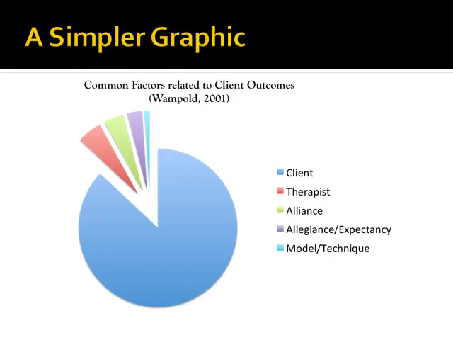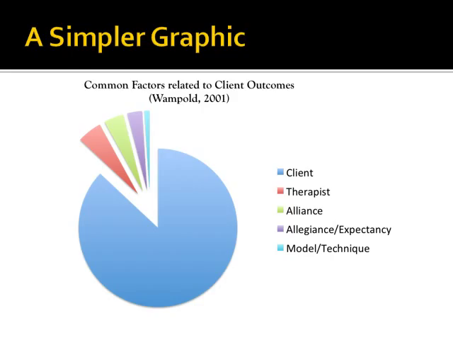So this is the simpler graphic just to show you, if you were to have just one pie chart, the client here in blue and extratherapeutic factors is by far the biggest impact on client outcomes. The therapist, the red sliver, is next. Then alliance or relationship is the green sliver. Allegiance or expectancy is the purple sliver. And model or technique is that tiny light blue sliver.